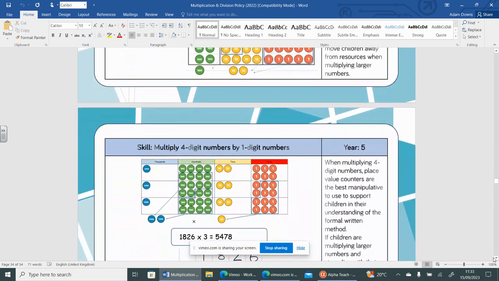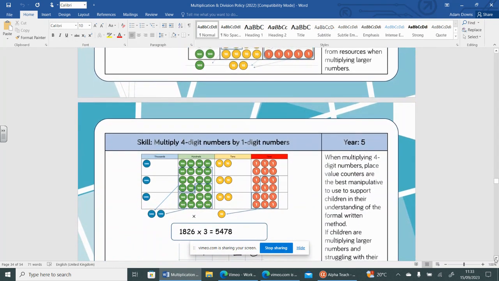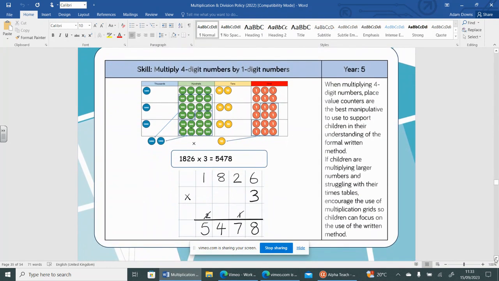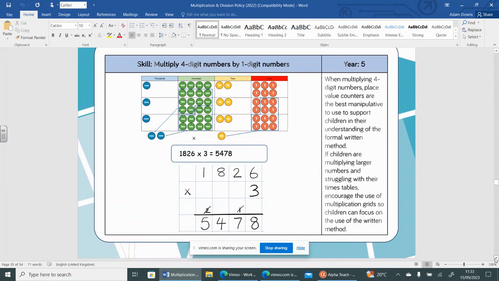Then, as we're progressing through the school, if I'm moving into year 5, we've got exactly the same method. So I've got a calculation, 1,826 multiplied by 3 equals 5,478. So it's still the same method, still laid out the same. There's no difference to it, except at this point in year 5 and year 6, we start taking away those place value headings. So we don't need to put those at the top anymore because they understand their place value at that point.